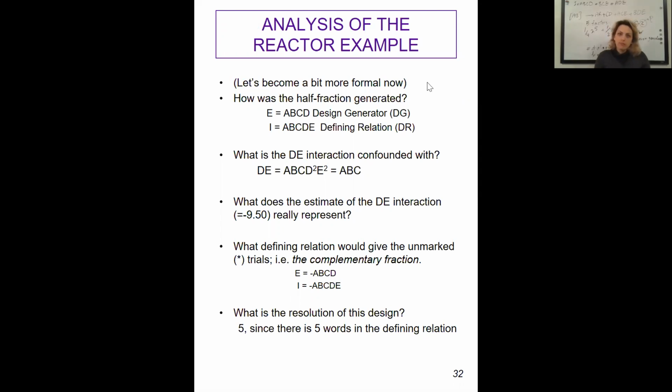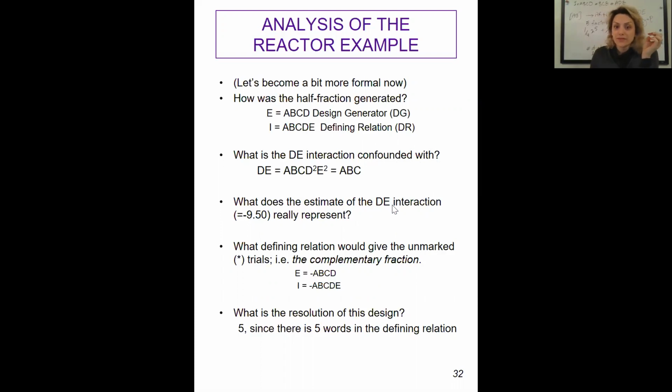So now let's become a bit more formal. How was the half fraction generated? We used the same methods that we had before. So we say E is equal to the highest order of interaction, ABCD, as the design generator. So I is going to be ABCDE as the defining relation. What is the DE interaction confounded with? You multiply DE by the defining relation, and you find that DE is confounded with ABC.